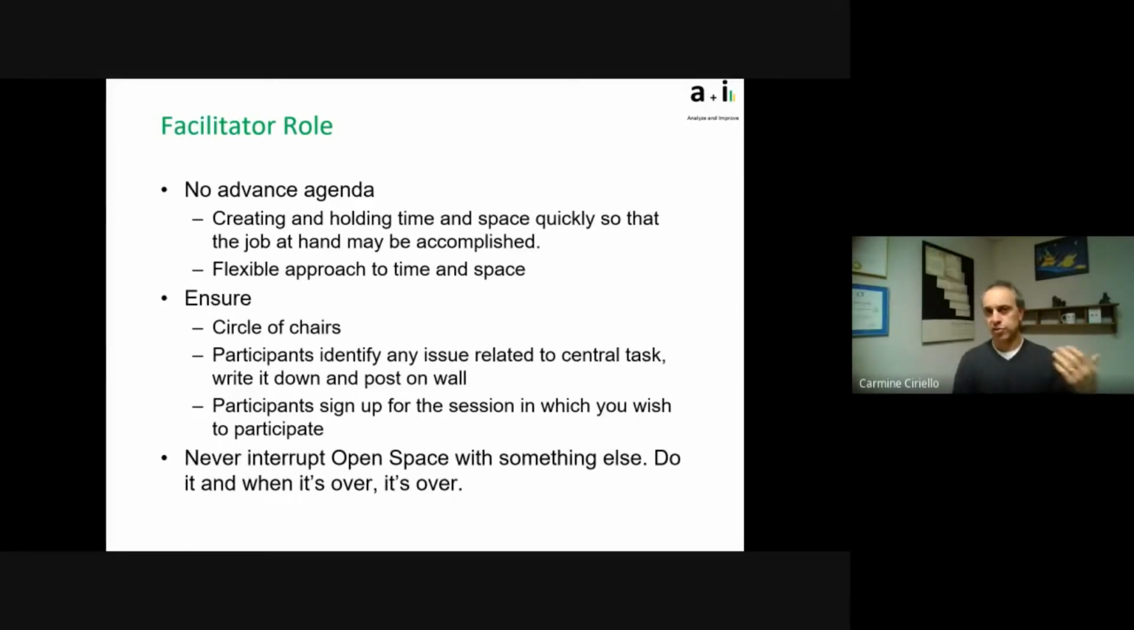You need to ensure that there's this circle of chairs at the very beginning and also at the very end. Participants need to identify any issue related to the task, write it down and post it on the wall so the facilitator makes sure that this goes on smoothly. And then once those issues are put up on the wall, then participants get to sign up for the session in which they want to participate. So this gets done entirely by the attendees, and even some of the confusion that comes about it, that's good, and they will work through it themselves. You will never interrupt open space with something else. They do it, and when it's over, it's over.